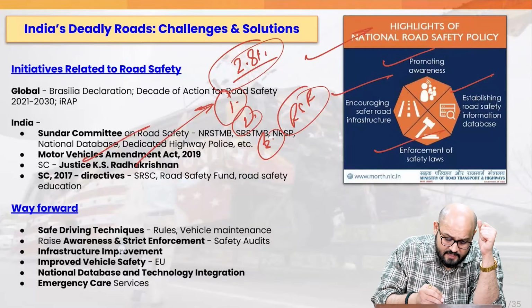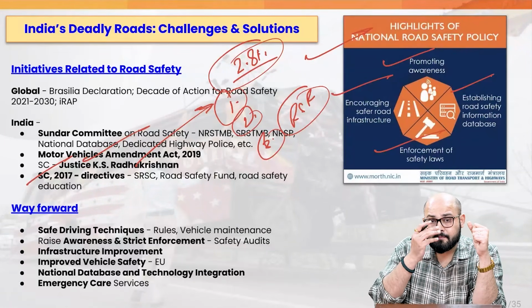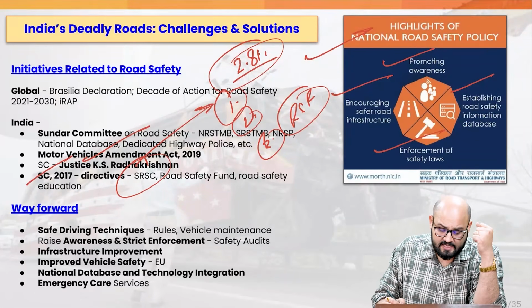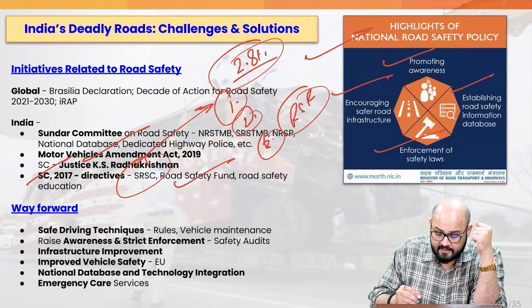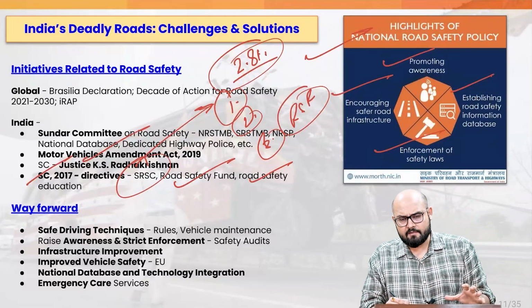Then we have the Supreme Court in 2017 coming up with directives that states must constitute state road safety councils to come up with various policy initiatives. Road safety fund, we've already done that. Road safety education must be given. So that is what the whole initiative aspect is.